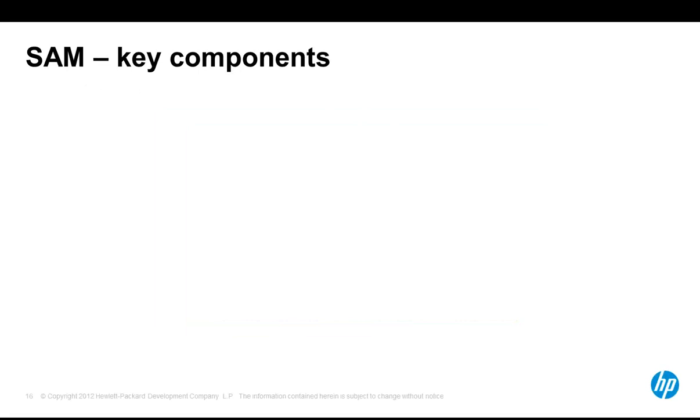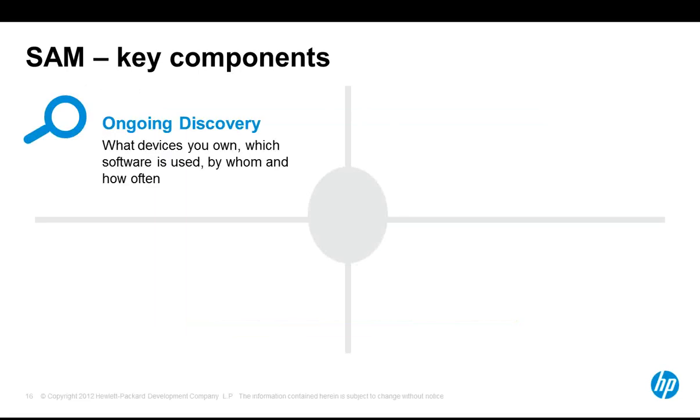Thanks again. What are now the key components? What is needed for software asset management? Well, there are 4 core processes which we have to understand in order to have a successful SAM initiative. So let's take briefly a look at each one.